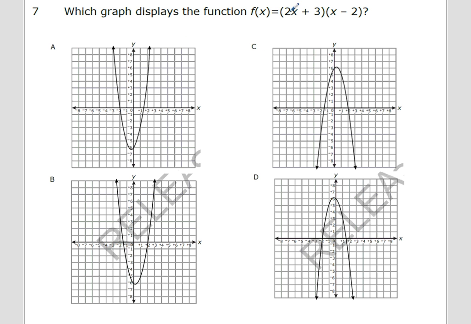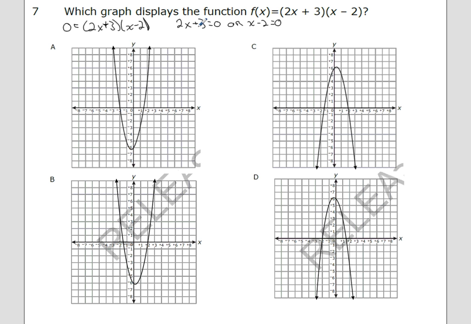In order to start figuring out where this is, obviously a quadratic that's been factored, I want to start by finding the zeros. So I'll start by setting that equal to 0. So 0 is equal to 2x plus 3 times x minus 2. All right, and so since we have two things multiplied together that give me 0, I can use the zero product property to say that either 2x plus 3 is equal to 0 or x minus 2 is equal to 0. These will find the 2 points where it crosses the x-axis.